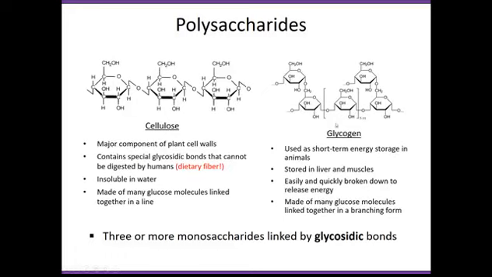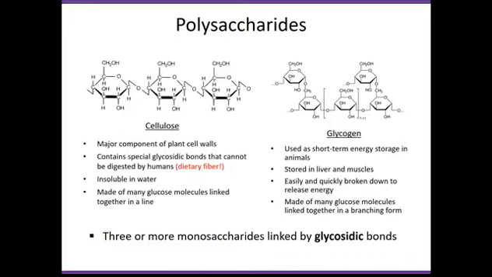Now, both cellulose and its buddy over here, glycogen, are made of glucose. But notice that the glycosidic bonds are arranged slightly differently. These glycosidic bonds are kind of at a sharp angle. These are more straight, so glycogen has a different structure. And the alarm bell should be ringing in your head: different structure, different function, right?